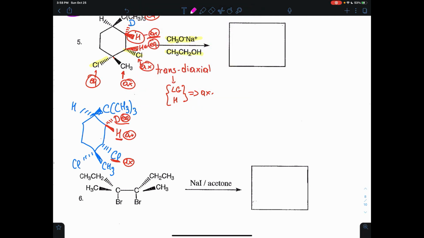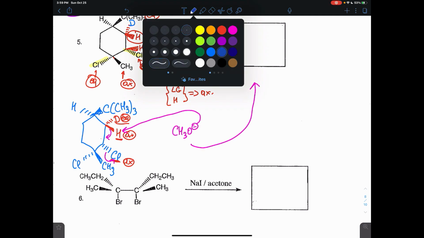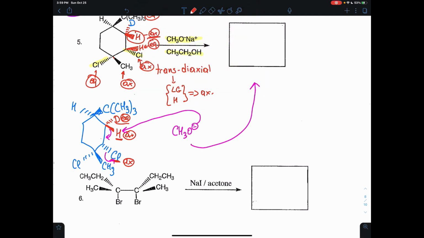So what would happen here is that this CH3O minus is going to come in, grab the hydrogen, kick off the double bond right here, and kick off the leaving group. The leaving group leaves, and then your product would look something like this. Remember, I added the deuterium just to show you why I chose the hydrogen, because the leaving group and the hydrogen both have to be axial, as I mentioned right here.